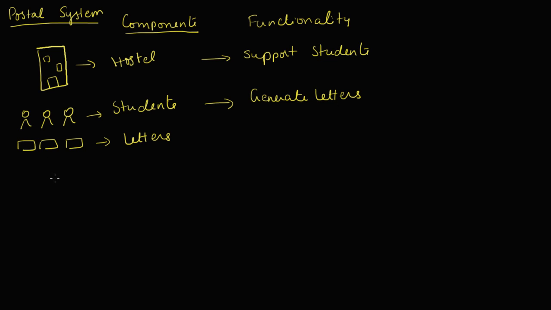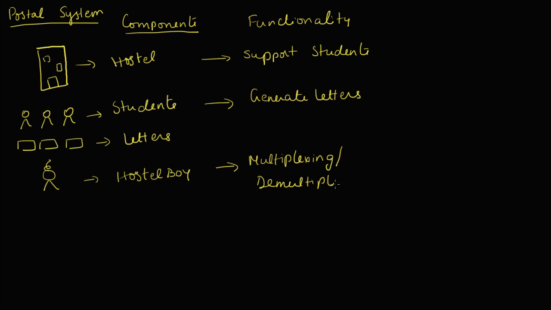Let's also assume that this hostel has a hostel boy. Just to distinguish him from the students, let's give him a single strand of hair. I think that's kind of funny. So this is the hostel boy. What is his role? He basically collects letters from the students and gives them to the postman. And he picks up letters from the postman and he distributes it back to the students. So I'm calling this multiplexing and demultiplexing of letters.